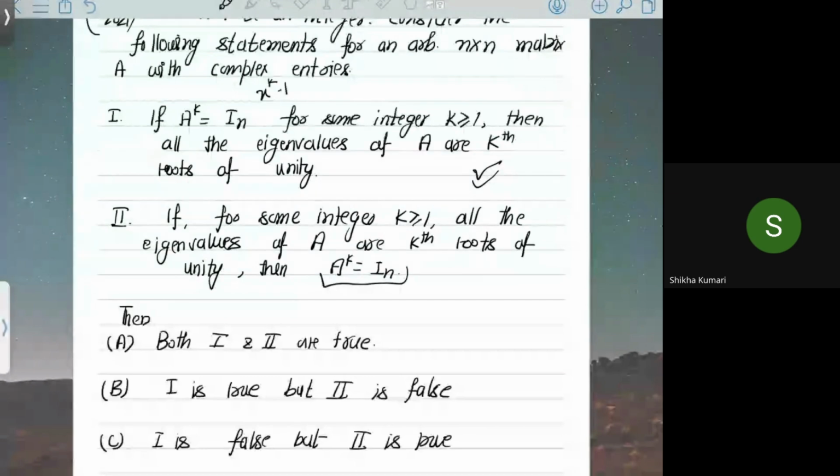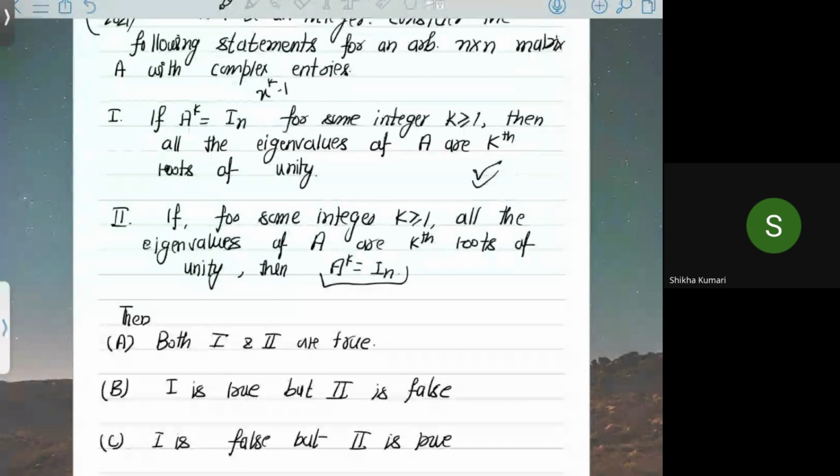It cannot happen that some eigenvalues are missing as roots of the minimal polynomial. This cannot happen. This is a fact. You can check the proof or ask me after the session. Okay, fine. So now we have that the minimal polynomial divides x raised to the power k minus 1. So all the roots of the minimal polynomial should be contained inside the set of roots of x raised to the power k minus 1, which are the kth roots of unity. Fine.